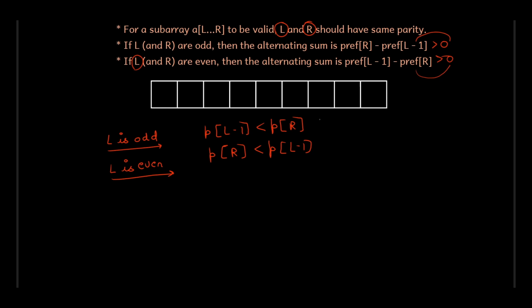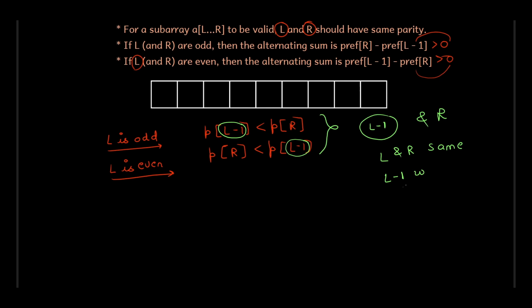Now this is the part where you have to listen very carefully because it's not at all trivial to see what's going on. So first thing, we said that L and R should have the same parity, but now here we are observing a different quantity, which is L minus 1 and R over here. So what can you say about the parity of L minus 1 and R? If L and R had the same parity, then this would mean that L minus 1 and R have different parity.